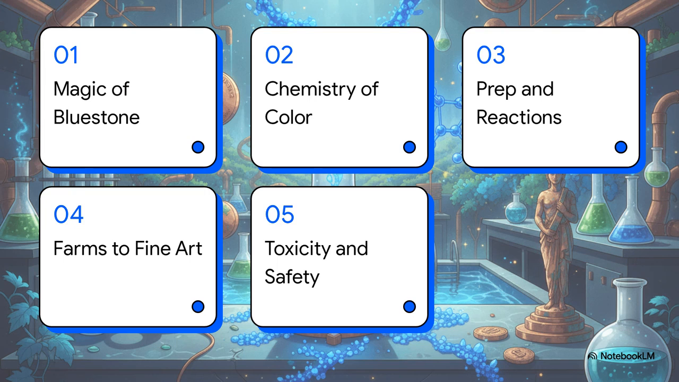So here is our roadmap for today. We'll start with Section 1, the magic of bluestone, then move into 2, the chemistry of color, explore 3, preparation and reactions, see its real-world impact in 4, from farms to fine art, and finally cover 5, toxicity and safety.